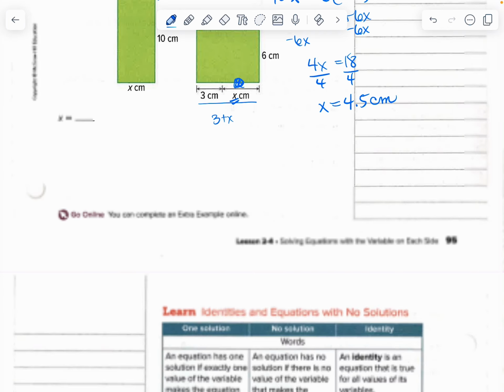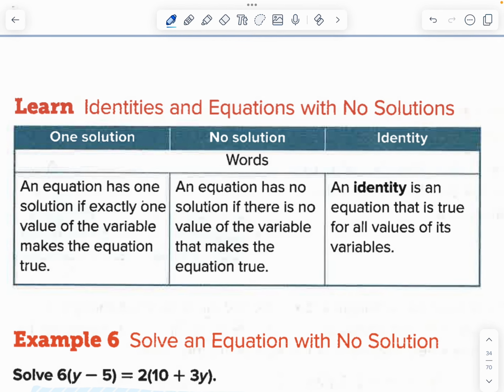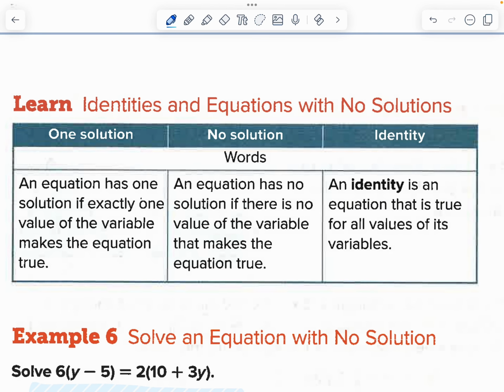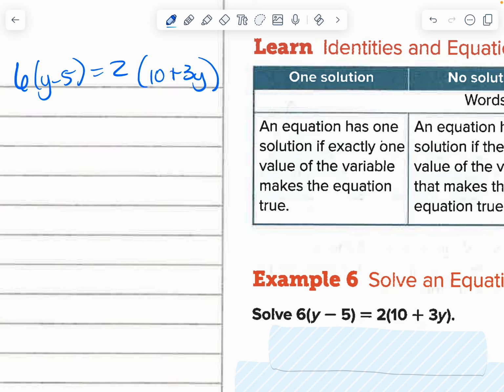Okay, next. Now, we're either going to have one solution, no solution, or infinitely many. All the ones that we've done so far have been one solution. You've come up with one number. Well, what happens when I have things like 6, 10 plus 3y? Okay, so let's look at this.